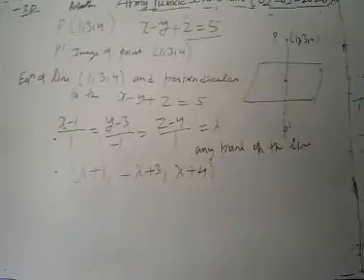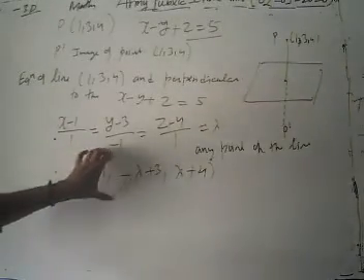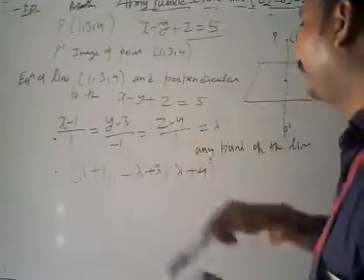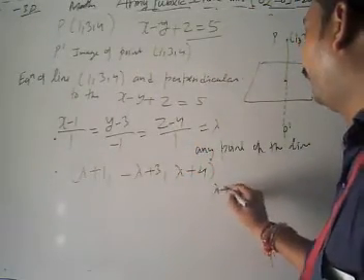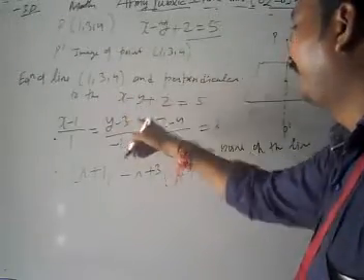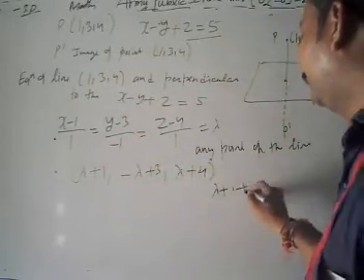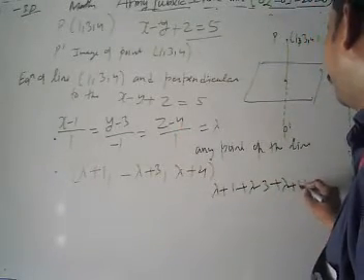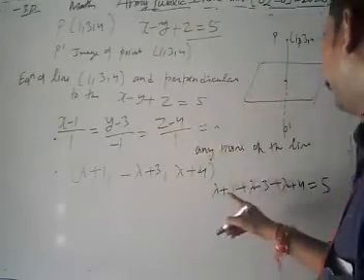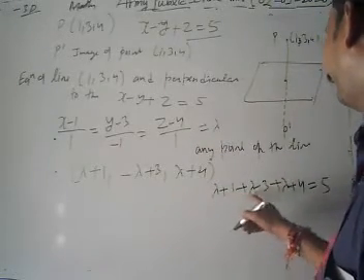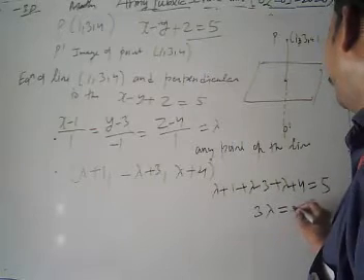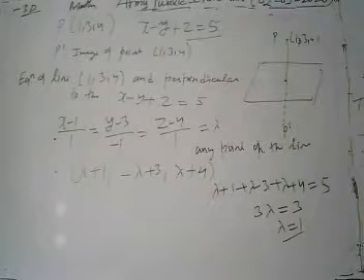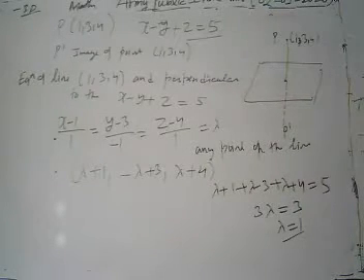If this point is lying on the plane, it must satisfy our equation of the plane, so we are going to put these values there. And what do we have now? We have lambda plus 1, this is minus y, that means we have to change the sign here, plus lambda minus 3, z means plus lambda plus 4, is equal to 5. Then we have 3 lambda minus 2 plus 2, 5 minus 2, we get 3. And we get the value of lambda is 1.